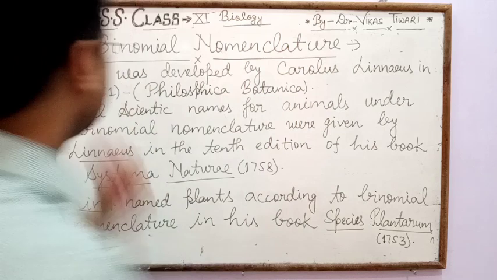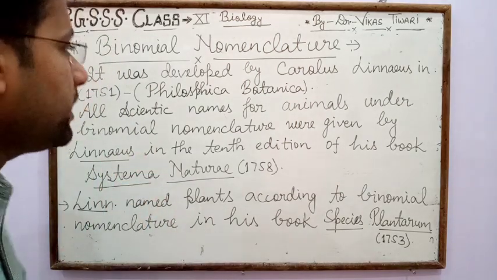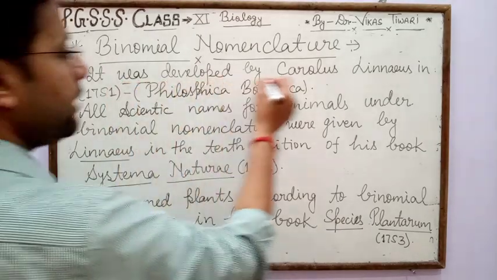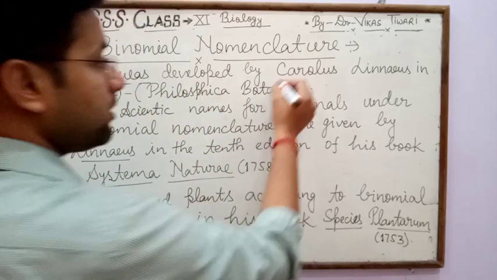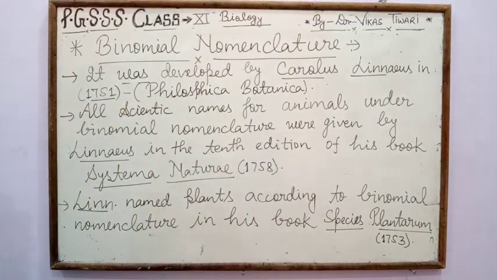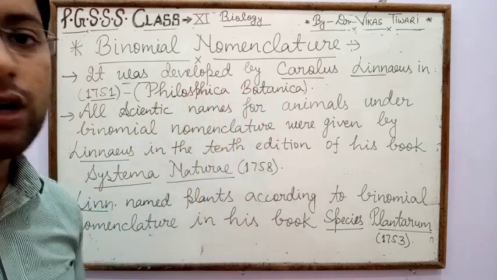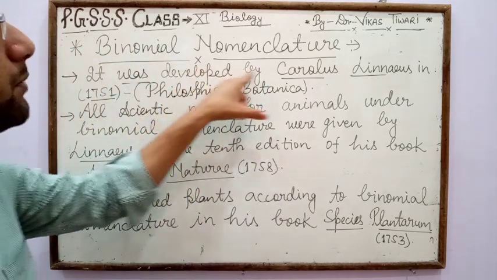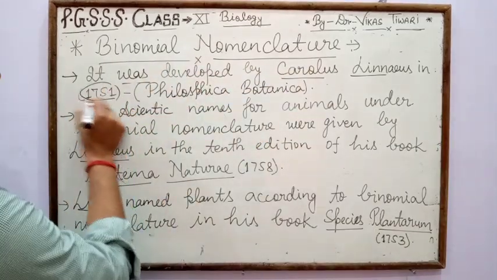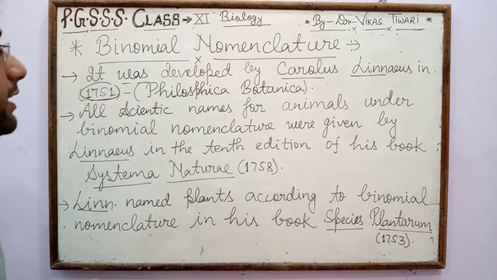So here we discuss binomial nomenclature. What is binomial nomenclature? Binomial nomenclature was developed by the scientist Carolus Linnaeus in 1751 in Philosophica Botanica.